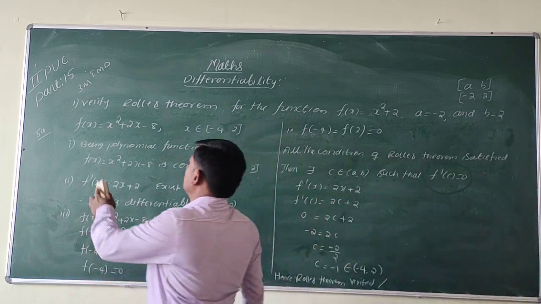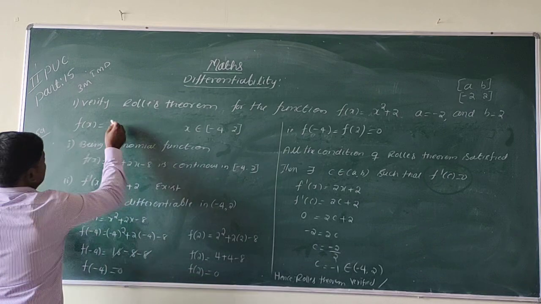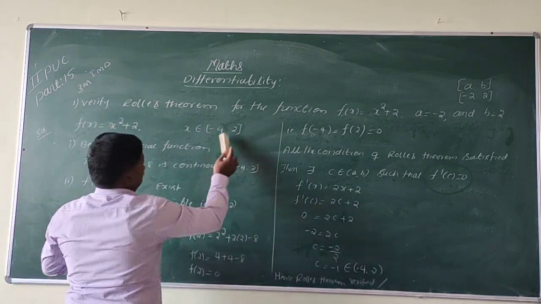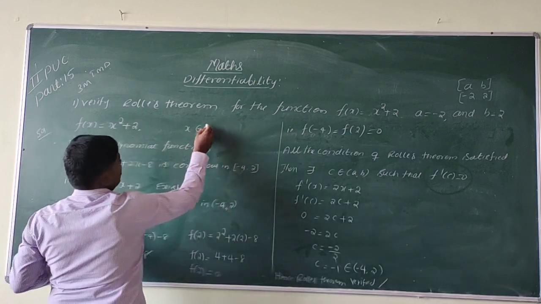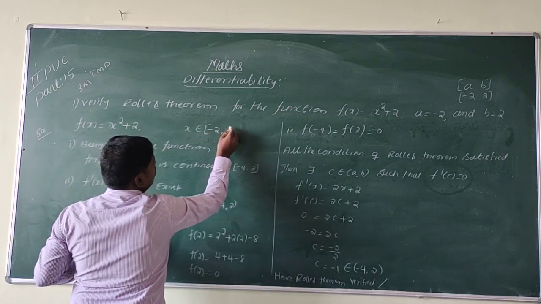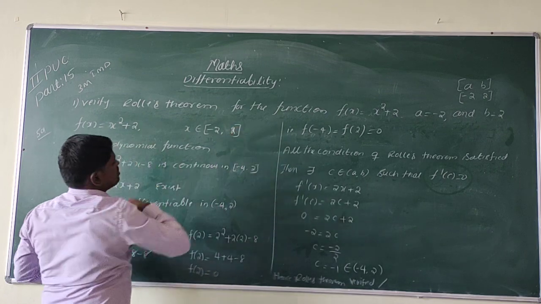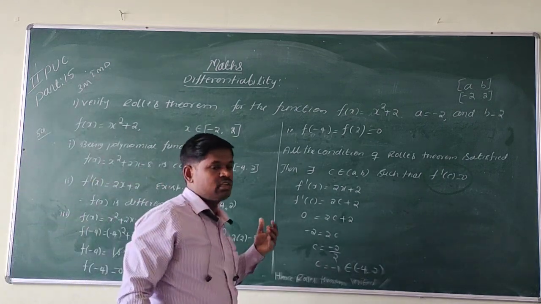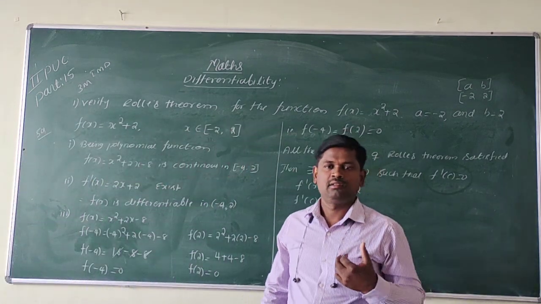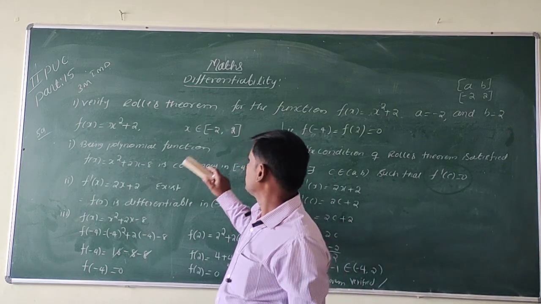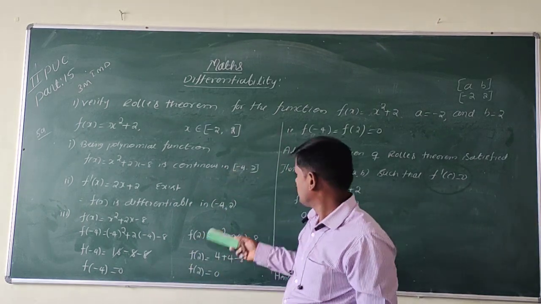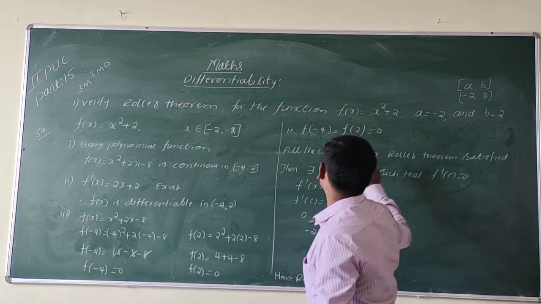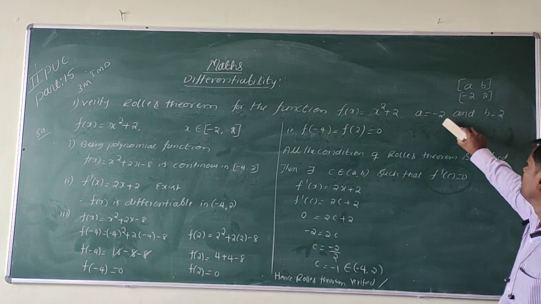So f of x is given, so it is x square plus 2. Okay, so x belongs to the interval minus 2 comma 2. So this is the given interval. Now we are going to verify whether all the conditions are satisfied or not: whether it is continuous in the given interval, whether it is differentiable in the open interval minus 2 comma 2, and whether f of a is equal to f of minus 2 is equal to f of 2 or not.